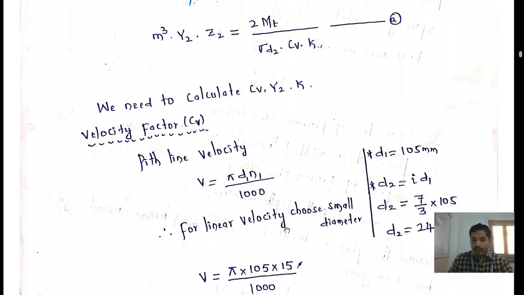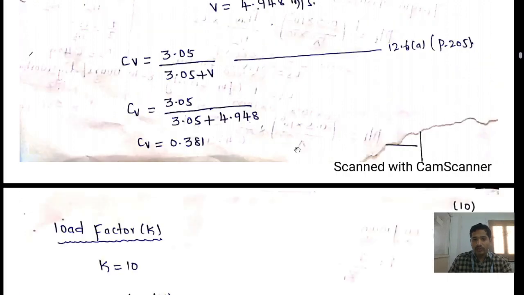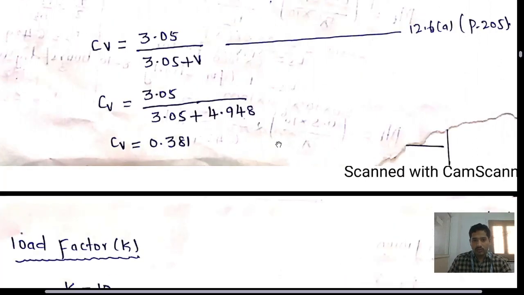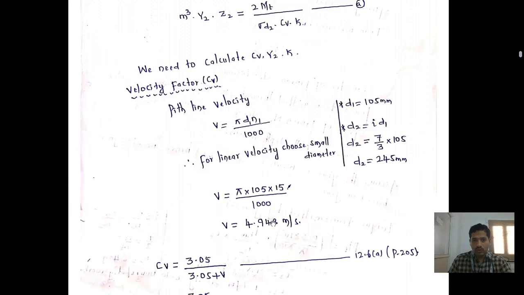Okay dear. So here v is equal to, you just need to substitute the values here. v is equal to pi as it is, d1 is 105, into n1, which we got here as 15 by n, divided by 1000. If you calculate this whole value, then you will get the answer 4.948 meter per second.